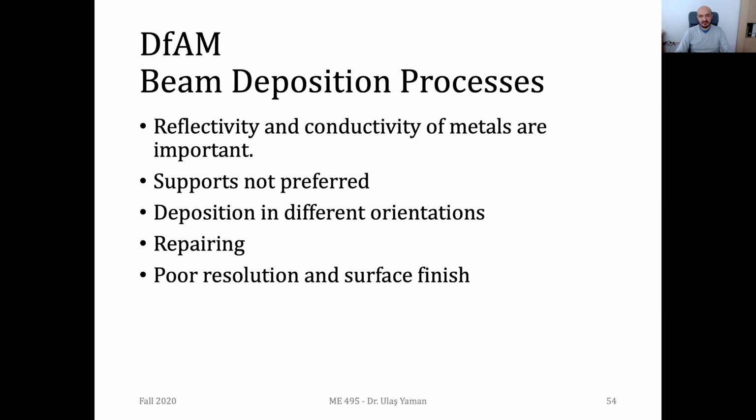Then we have beam deposition processes, direct energy deposition process, or we can say in such cases, the reflectivity and the conductivity of the metals are highly important, since we are using very high power lasers. And if the reflectivity of the metal is too high, then you cannot concentrate energy into a specific point in your molten pool. That will be quite challenging if your metals have high reflectivities. And that's why people don't prefer to use such metal powders in beam deposition and other selective laser melting type of metal processes.